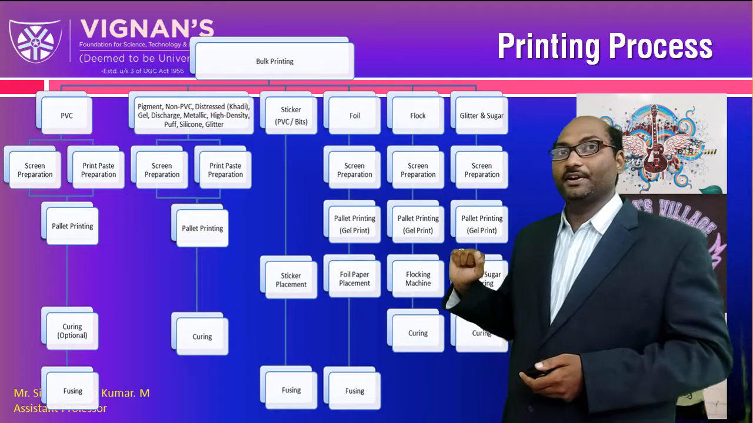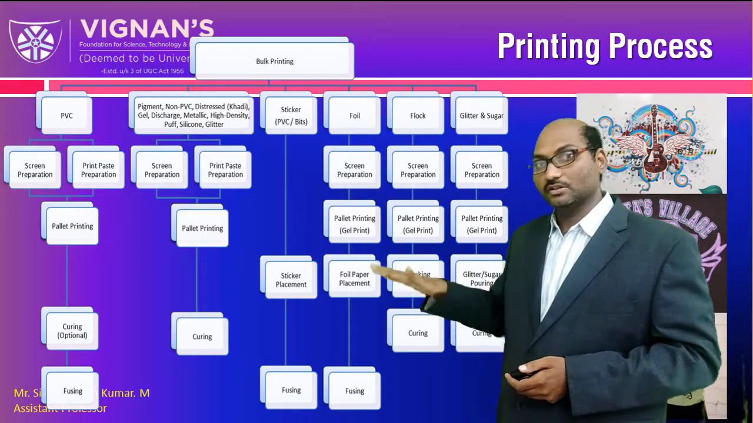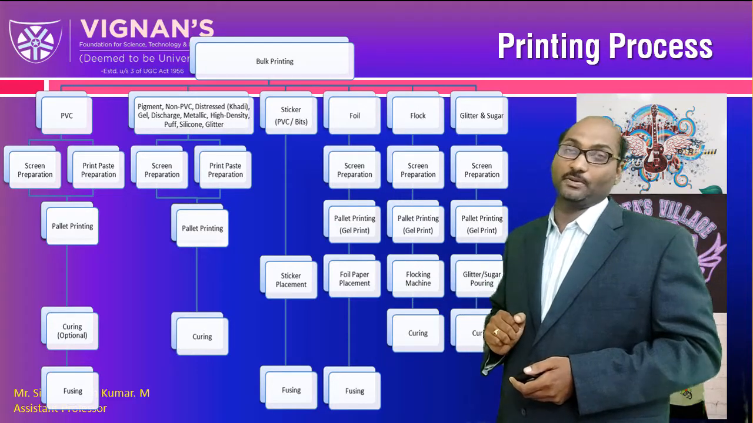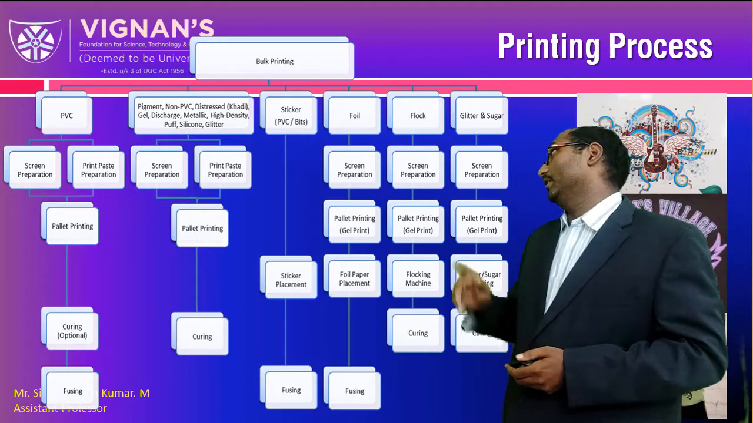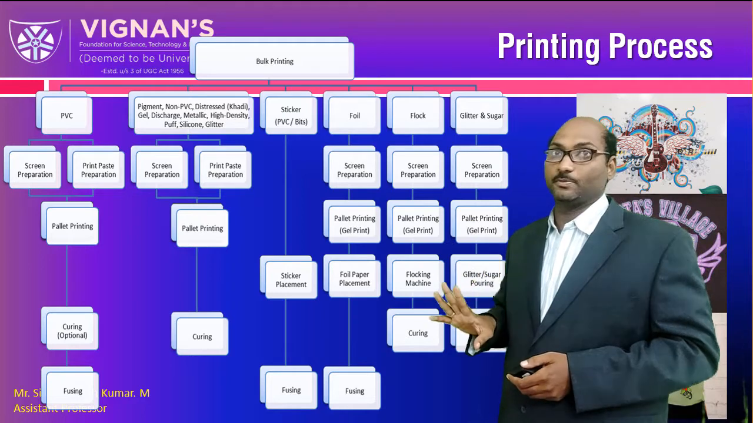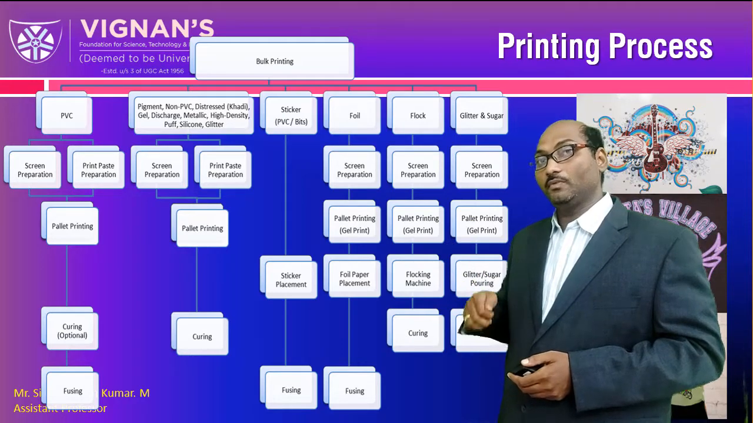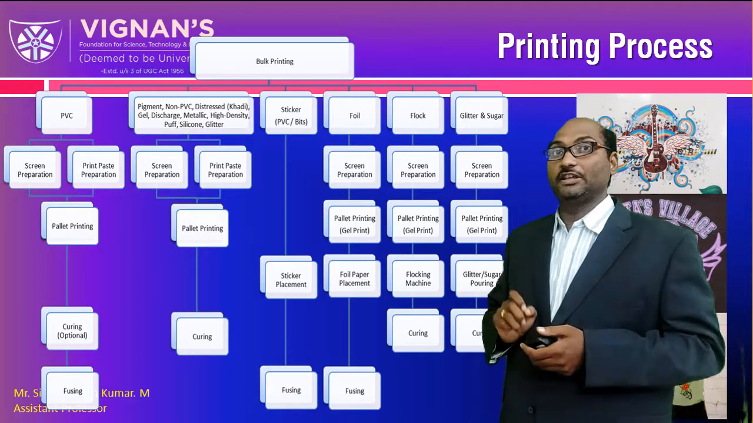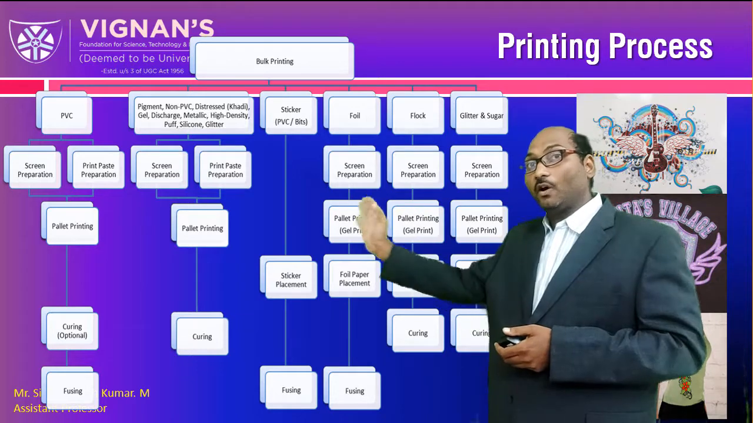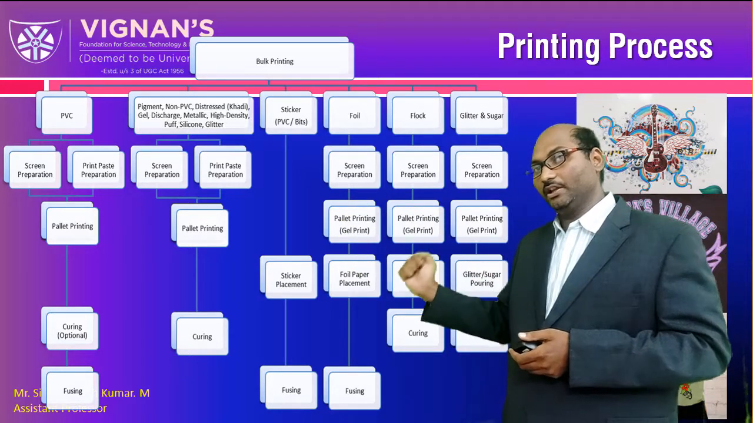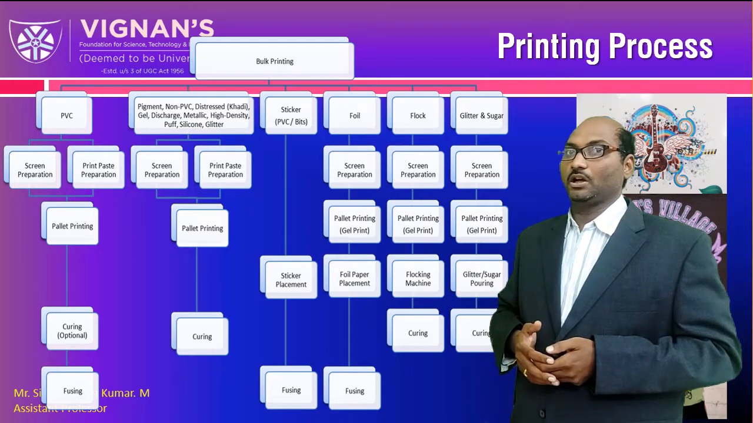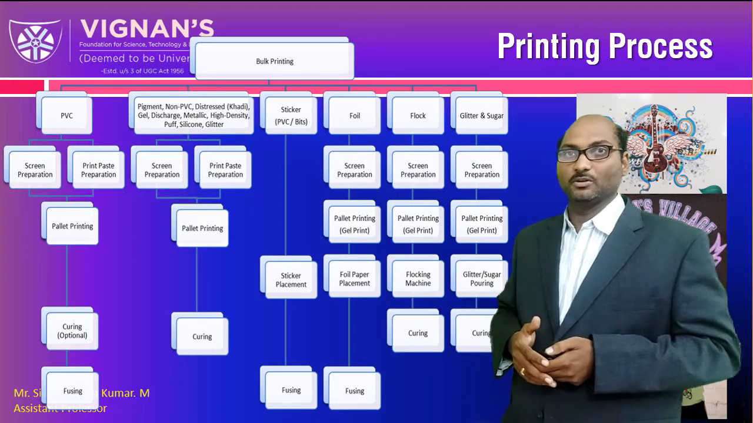But if you see the sticker print, there is no screen preparation, nothing, just direct sticker placement and then the fusing machine, where the heat setting takes place. Similarly, the next one is the foil print. In this, there is screen preparation, but no print paste preparation. Why? Because for foil, we only perform the gel print, that means the adhesive is printed and then the foil paper is placed, and the next process is the heat press machine, also referred to as a fusing machine.